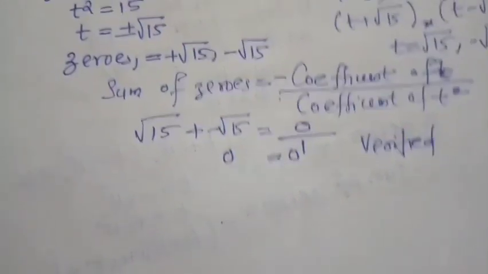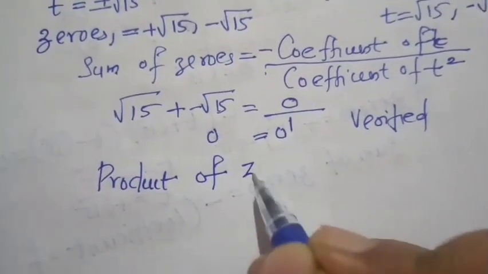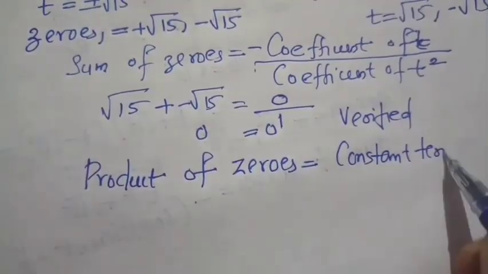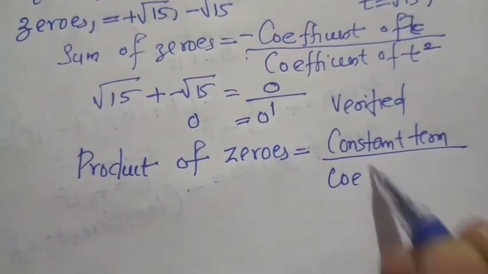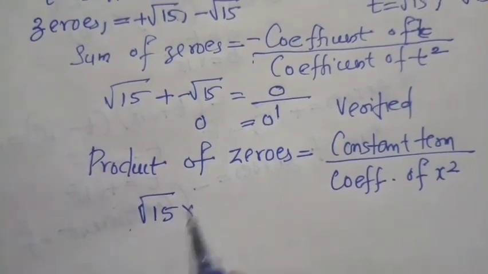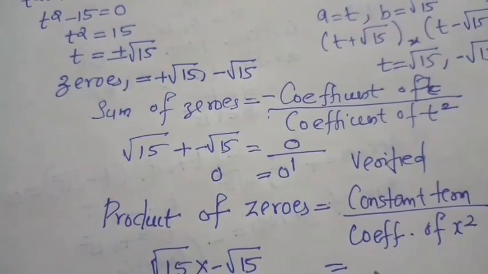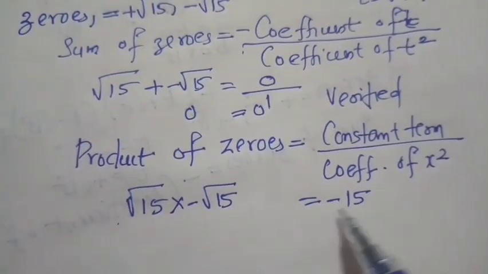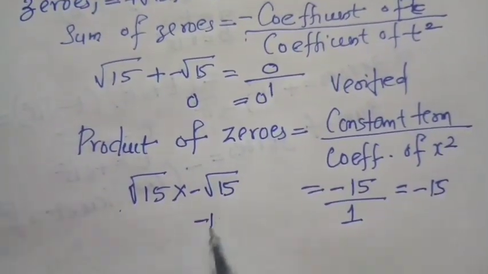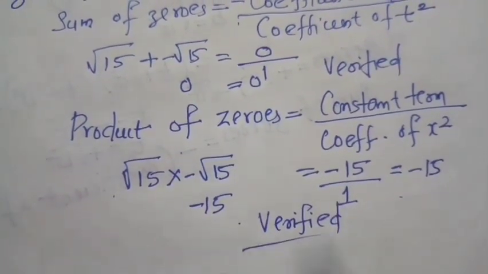So the second relation is product of zeros. Product of zeros is equal to the constant term divided by the coefficient of x square. What is the product of zeros? Root 15 into minus root 15. And what is the constant term here? We have the constant term equal to minus 15. And the coefficient of x square is 1. So RHS is equal to minus 15. LHS is also equal to minus 15. LHS equal to RHS. So this relation is also verified. So that comes to the end of the fifth question.